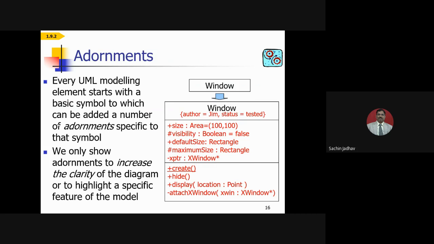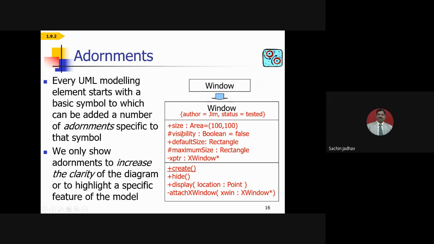There are some add-ons also. While we are representing any kind of UML component, we should add on to it. For example, here the class rectangle is the notation used for a class, the class is named window, this window is created by the author Jim, and it has the status tested. This adornment has been given in such a way that they specify that this window has been created. These are known as tag values. So some tags are specified.